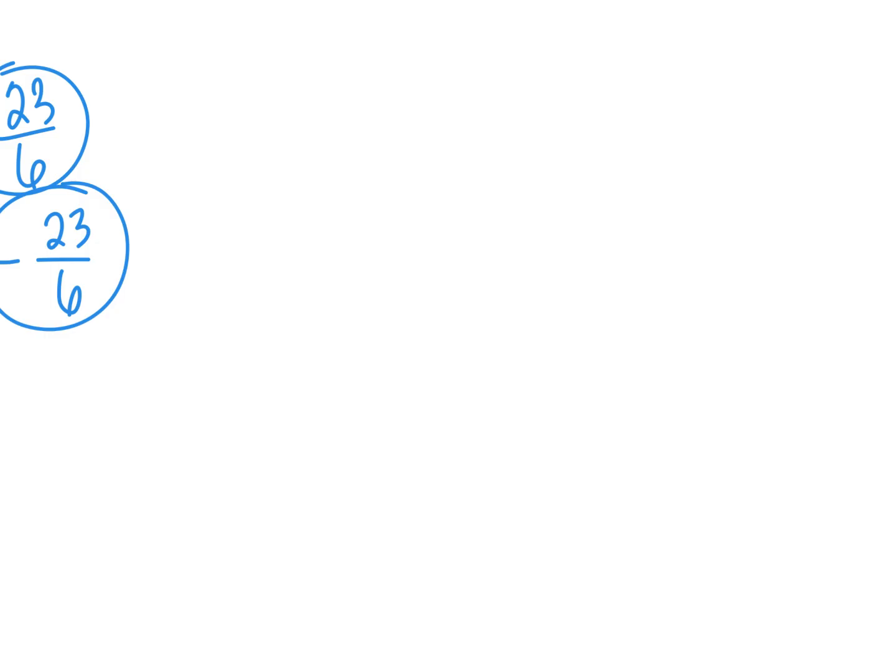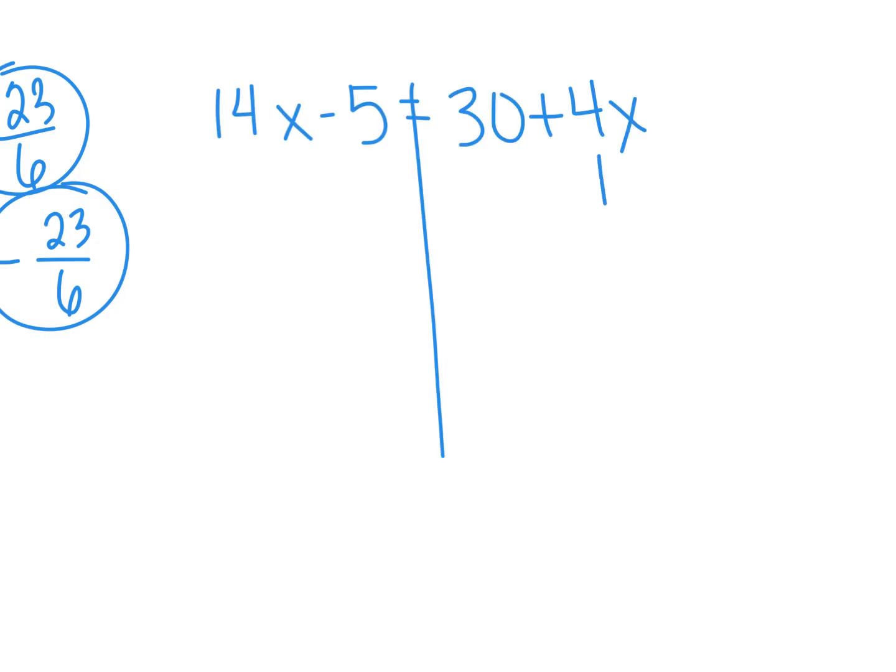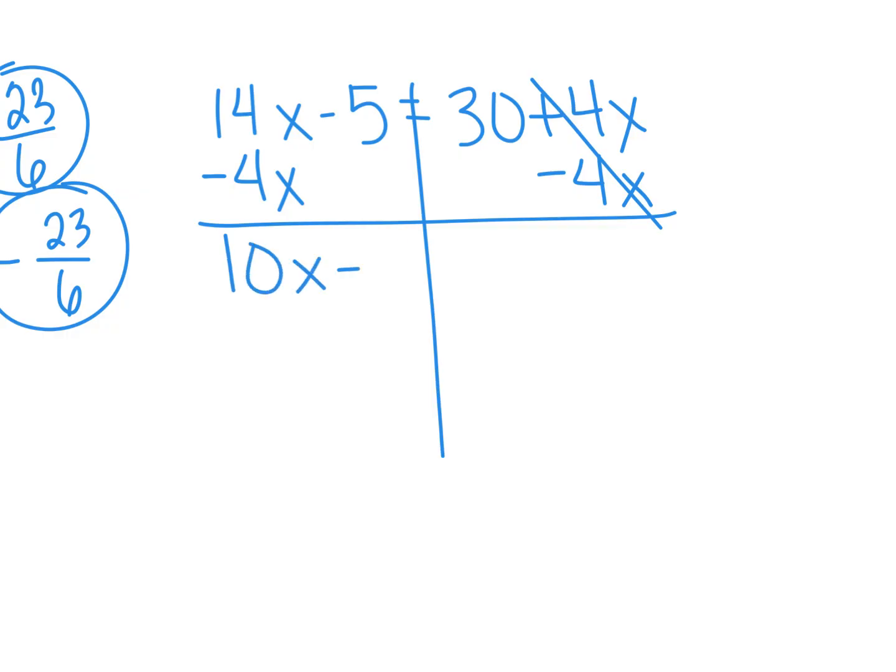Yes. Try to move the smaller. Which one is smaller? The 4. We're going to make it a what? If I want to move it over here to the left, I would make it a negative so that we get 0 on the right-hand side. So we have 10x minus 5 equals 30.